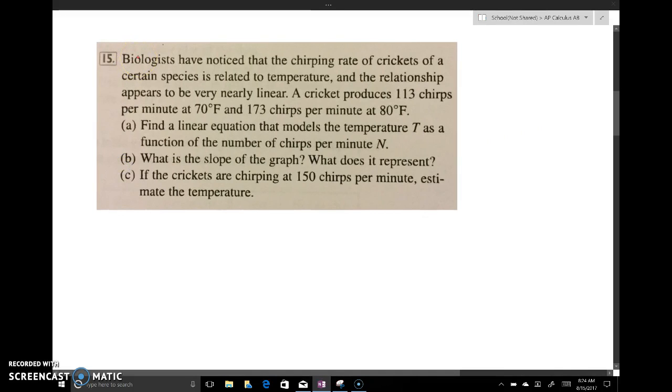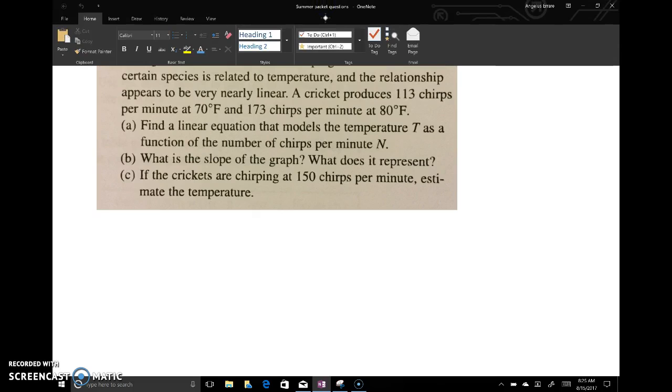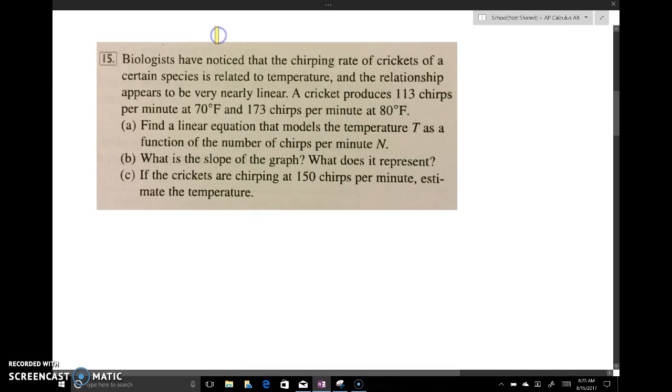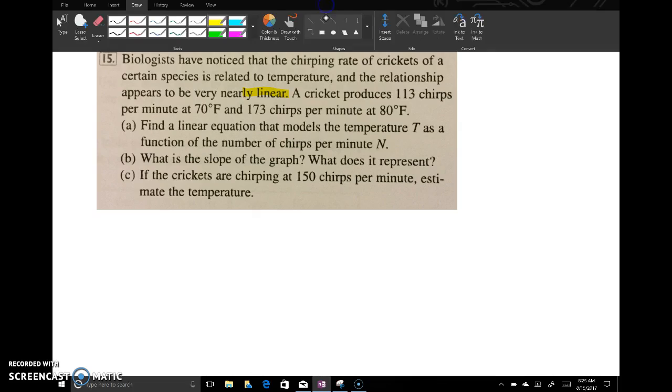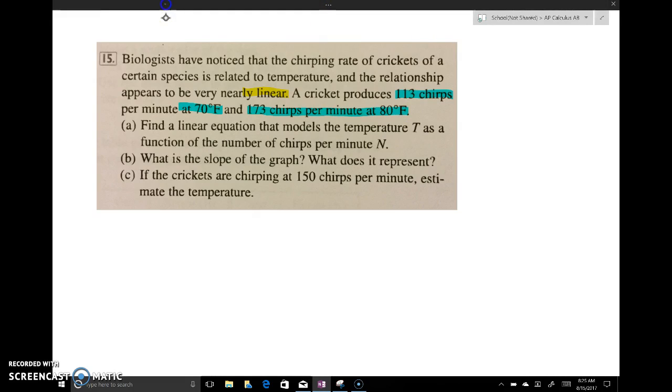It says, biologists have noticed that the chirping rate of crickets of a certain species is related to the temperature, and the relationship appears to be very nearly linear. So that's our first really important thing. We're going to model this as a line. That's what they're saying. Now next, they're going to give us a series of data points. The crickets produce 113 chirps per minute at the temperature 70 degrees Fahrenheit, 173 chirps per minute at a temperature of 80 degrees Fahrenheit. Those are 2 points in our data.